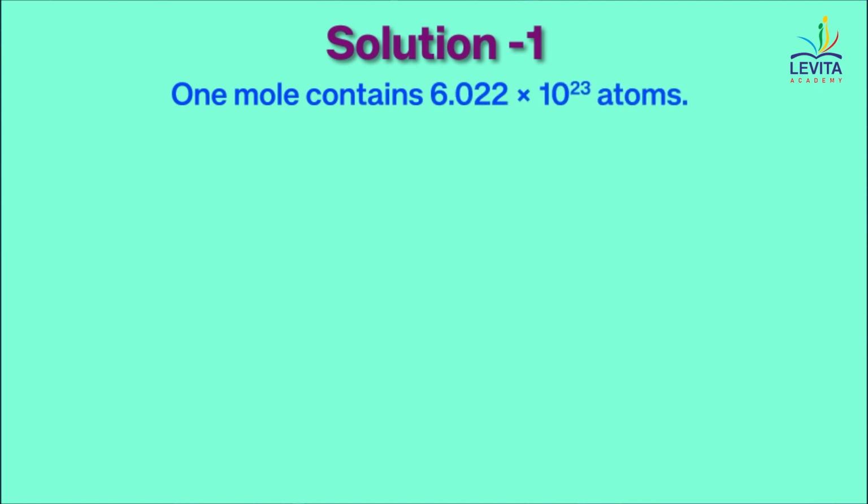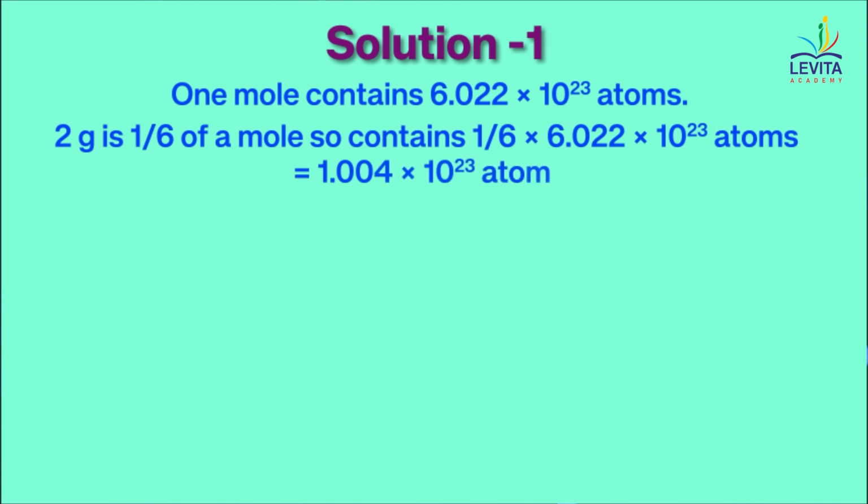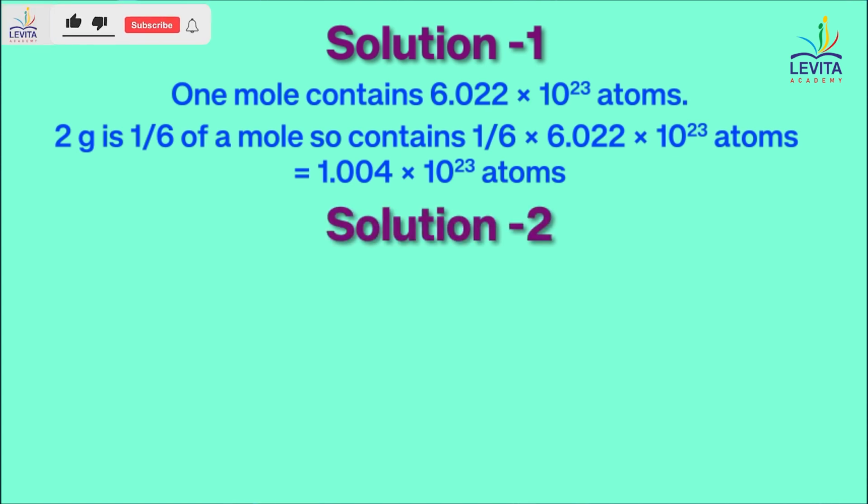Solution 1. 1 mole contains 6.022 × 10^23 atoms. 2 g is 1 divided by 6 of a mole, so it contains 1 divided by 6 multiplied by 6.022 × 10^23 atoms, which is equal to 1.004 × 10^23 atoms.